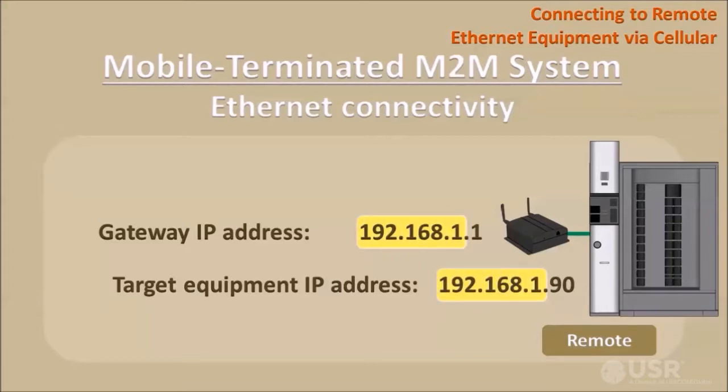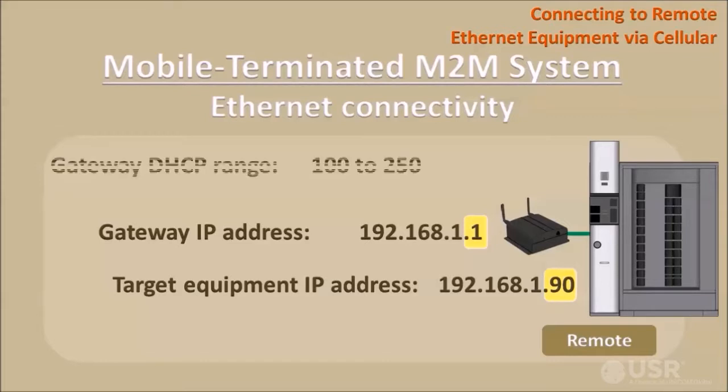The Ethernet connectivity works because the gateway's network prefix and the target equipment's network prefix match, and because the gateway's host identifier and the target equipment's host identifier are not the same. Also, when any DHCP server is enabled, it's good practice for the target equipment's host identifier and the gateway's host identifier to be set outside the DHCP range to avoid any possible address conflicts. If necessary, change the DHCP range, or change the IP addresses, or disable the DHCP server.